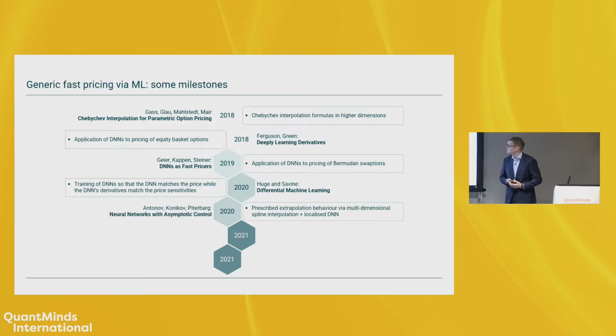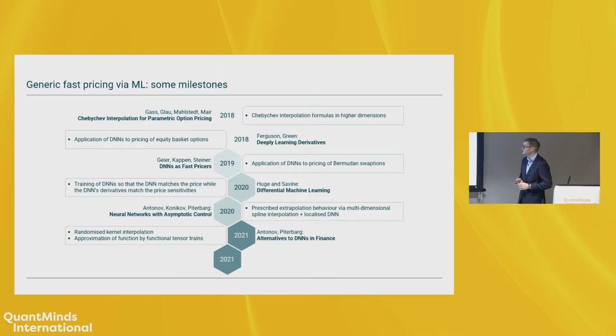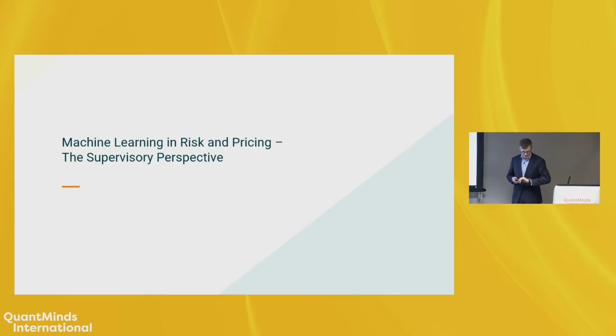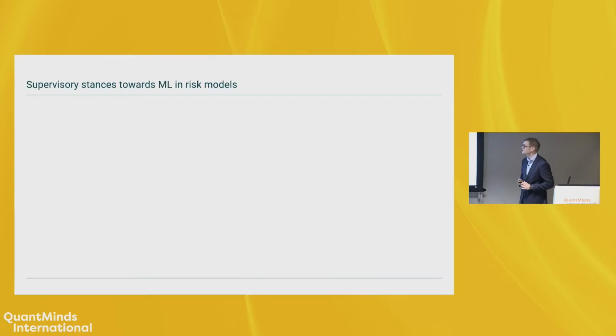Then there is this publication by Antonov, Kornikov, and Peter Bark, which told us how to deal with extrapolation properties of DNNs, like have the DNN scale to 0 outside a given compact set, and then just prescribe the desired extrapolation properties. Now we've already heard the talk on alternatives to DNNs in finance by Antonov and Peter Bark. And then I want to also mention the authors who have worked on this Chebyshev technique and who have managed to come up with some suggestions of how to tackle the curse of dimensionality using Chebyshev techniques.